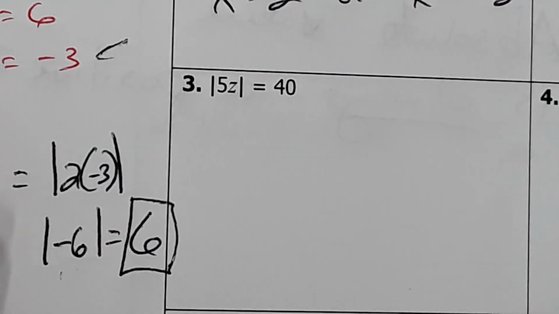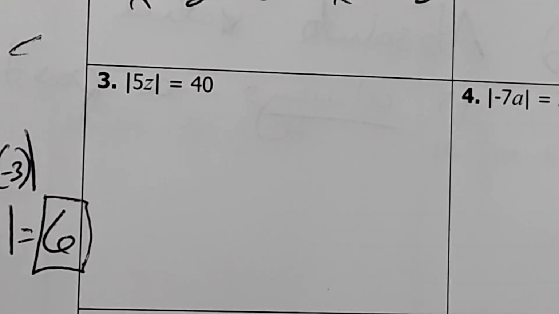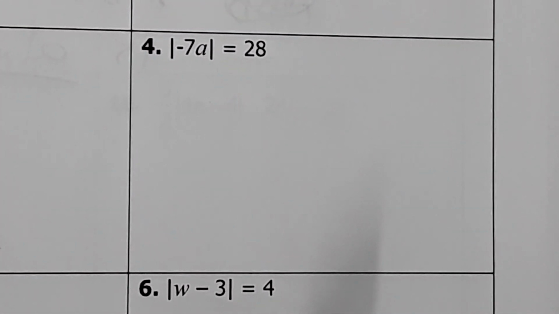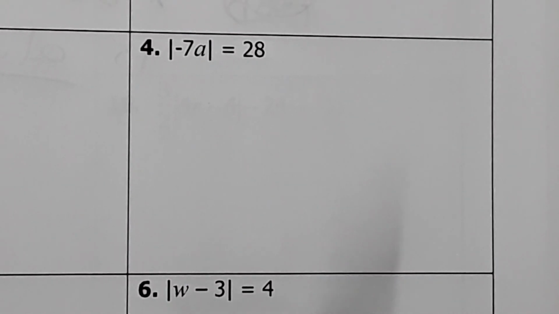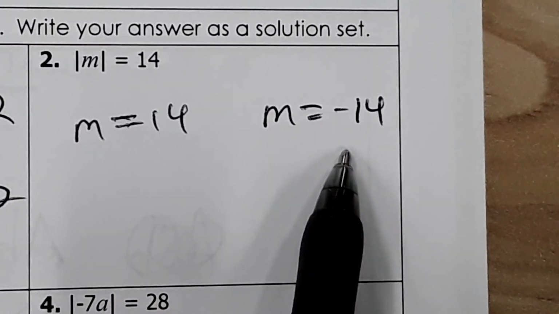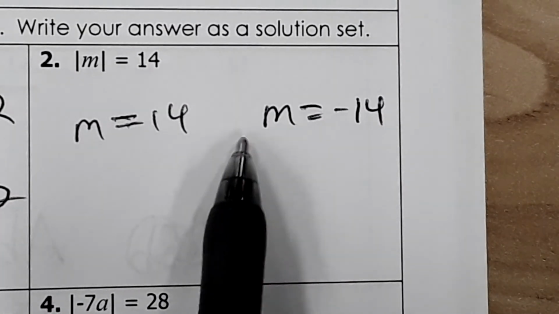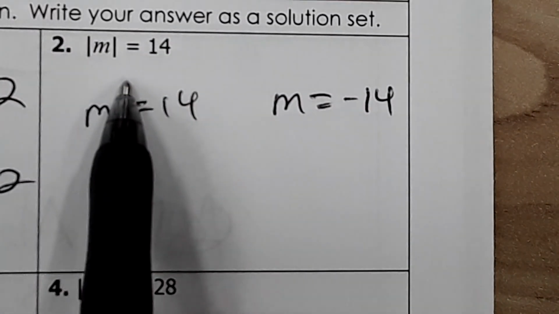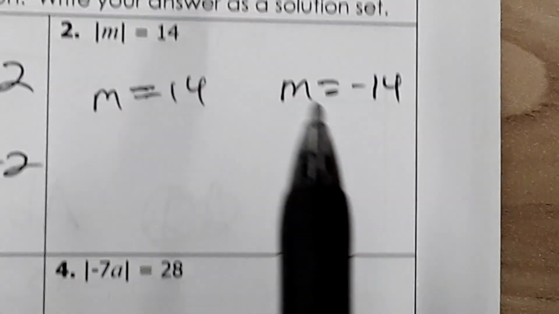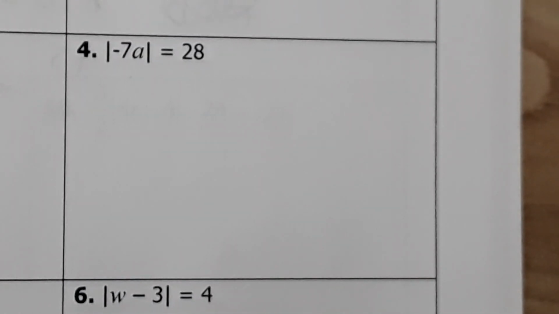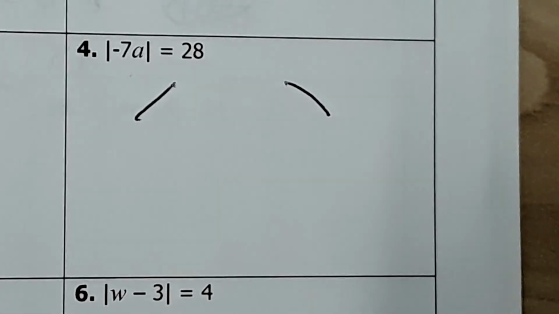Now, this next problem, we'll do number 4. It says the absolute value of negative 7a equals 28. So these absolute value bars mean that there could be two solutions like this one. They're not always just going to be opposite numbers. You need to know that. Okay, they were opposite numbers in this problem because of the problem. But in this one, that's not going to be the case. So here's how you work an absolute value problem. You're going to have two solutions. So I'm going to work it two different ways.